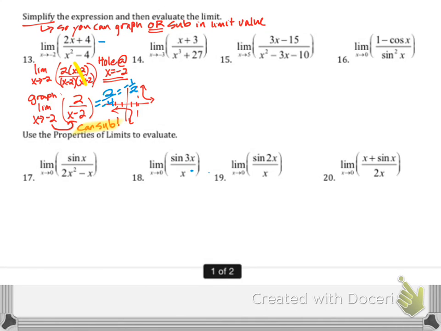Help for number 14, compliments of your block 2 friends. Here's how it goes. In order to make this work, I cannot directly substitute negative 3, we've discovered, into this directly, because we found out that some of your mates tried that. That would cause division by 0.